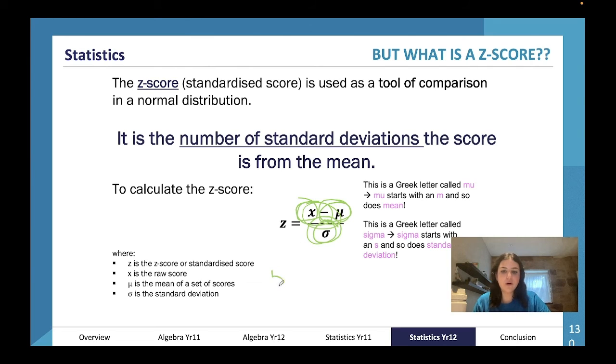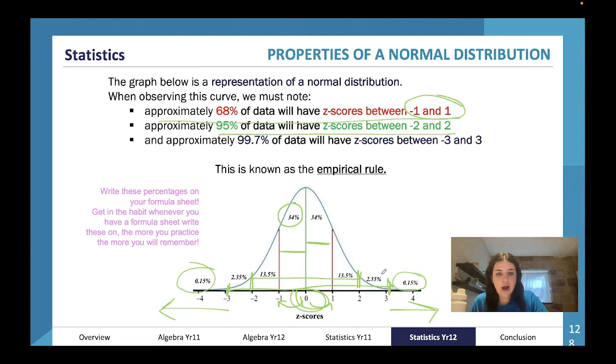So say I got a 50 on my maths exam. That's my score. The mean was a 45 and the standard deviation was a 5. 50 minus 45 over 5 gives me 1. I was 1 standard deviation above the mean, which means my Z-score is 1, positive 1. So on this graph, I would be here.